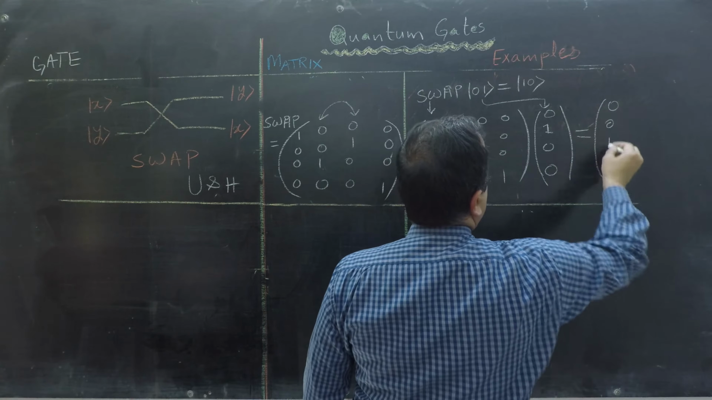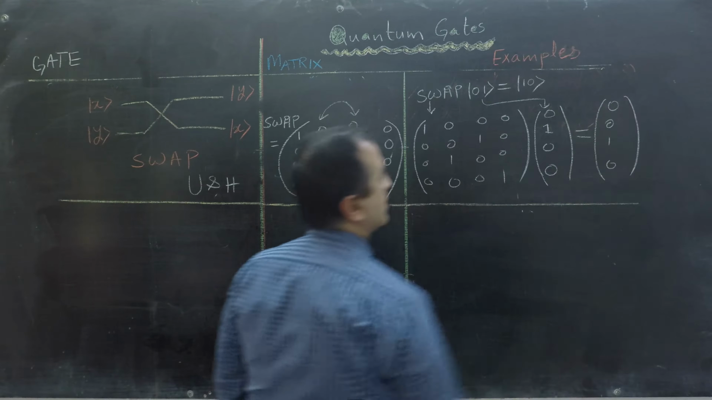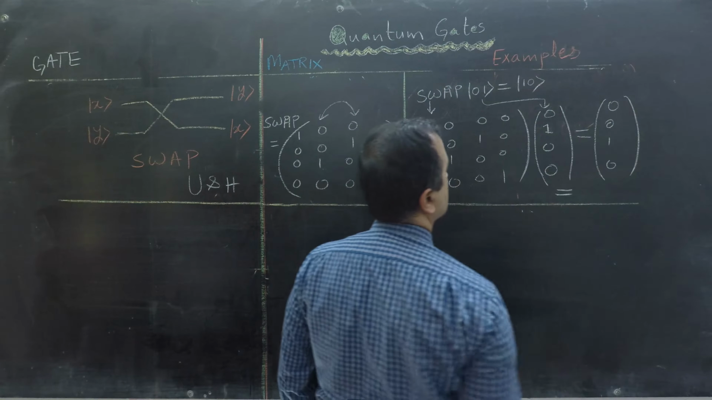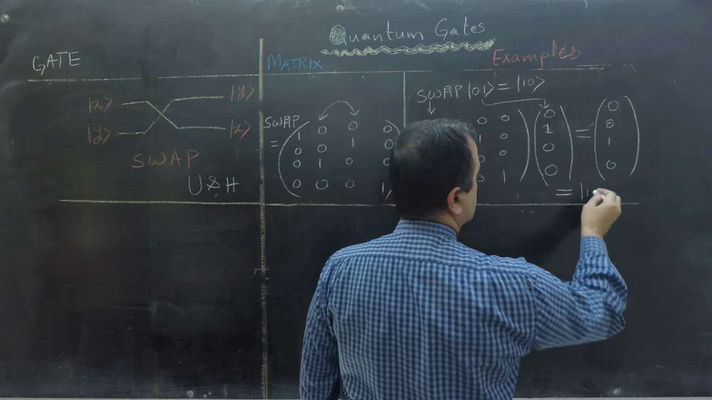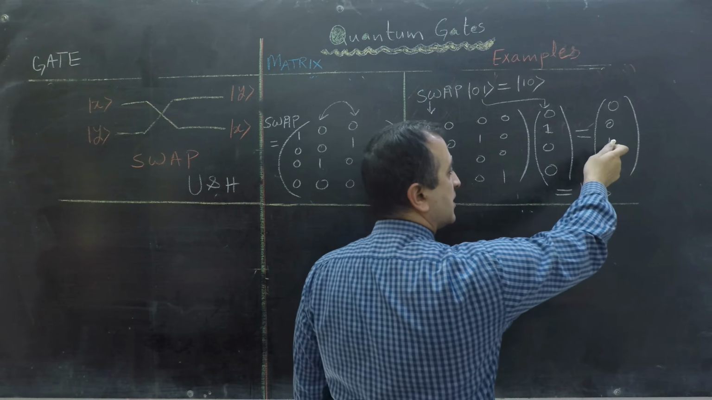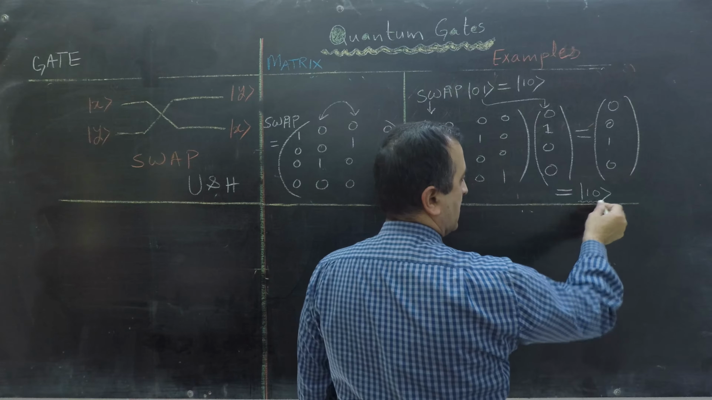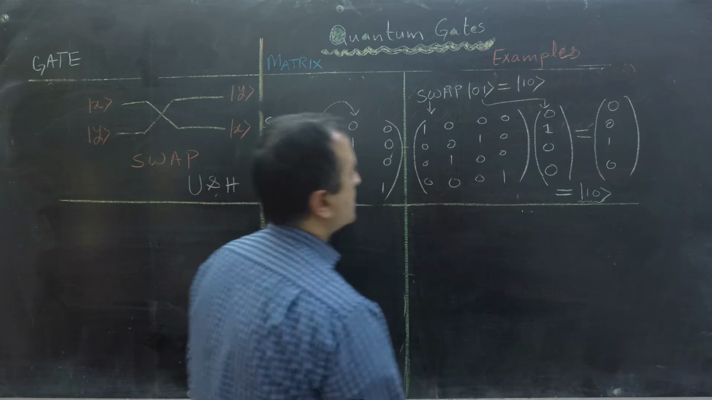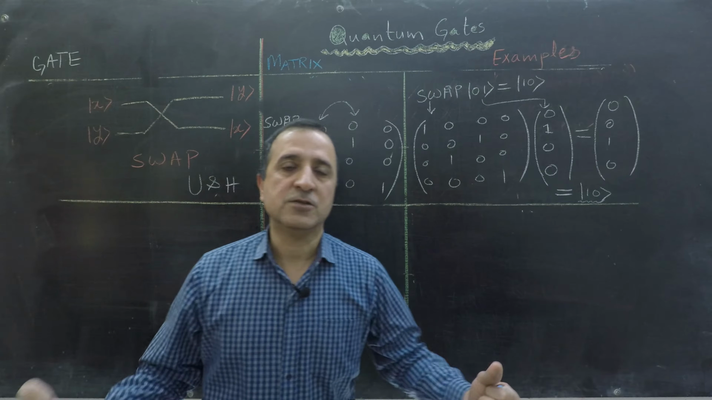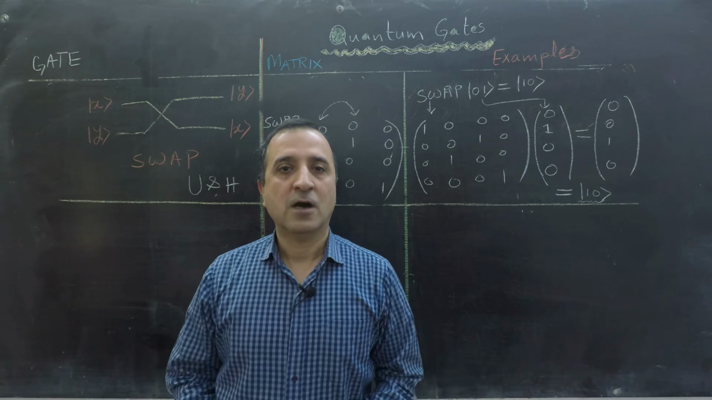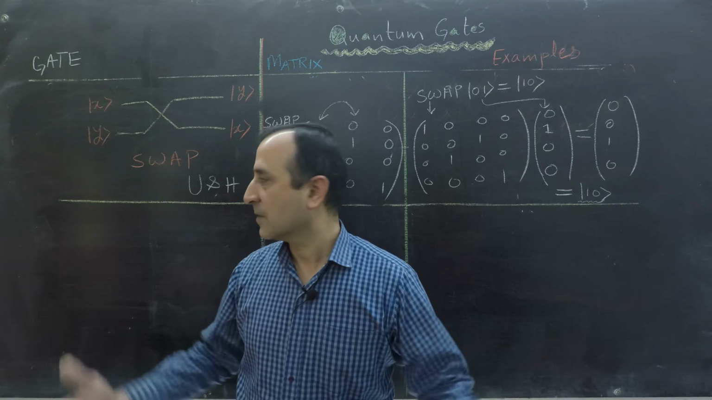0, 0, 1, 0, and this is equal to ket 1, 0, because now my 1 is at the second location, so my result will be ket 1, 0, which is ket 2. There are some series of 2-qubit gates which are called control gates.